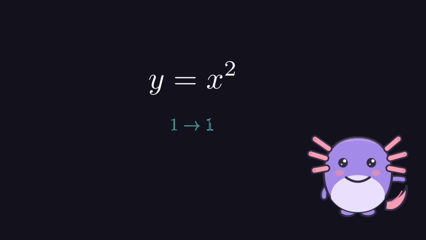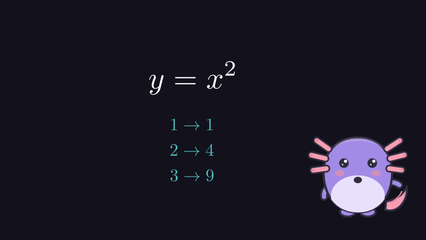1 gives 1, 2 gives 4, 3 gives 9. Do you feel how the outputs speed up? A straight line grows by the same amount at every step. This rule doesn't. Each step up grows more than the last. That accelerating growth is what bends the graph.